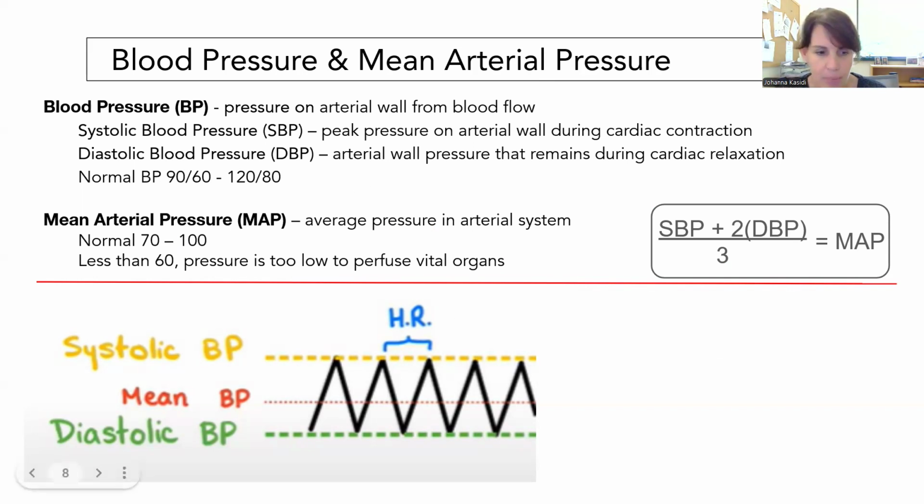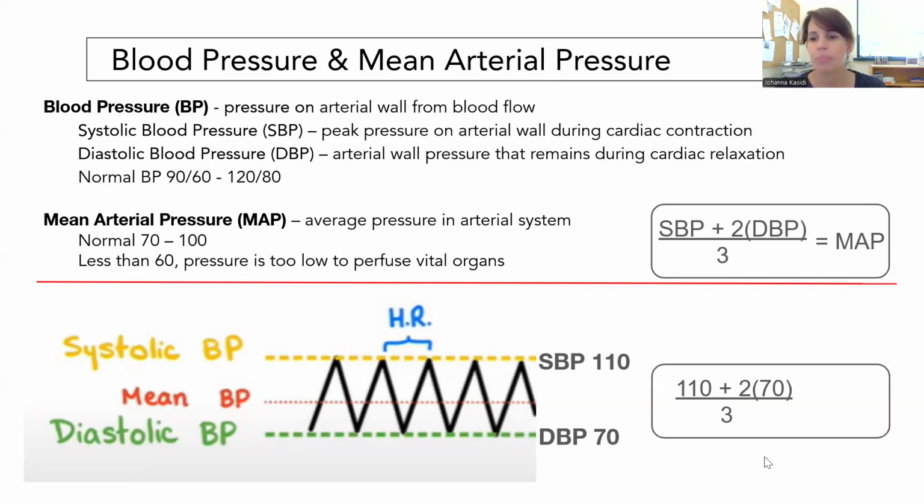So to calculate the MAP, you are going to do your systolic blood pressure plus two of your diastolic blood pressures, and all divided by 3. So if my blood pressure was 110/70, the math would be 110 plus 2 times 70, divided by 3, and my MAP would be 83, and that is a normal MAP. So this is how you calculate it.